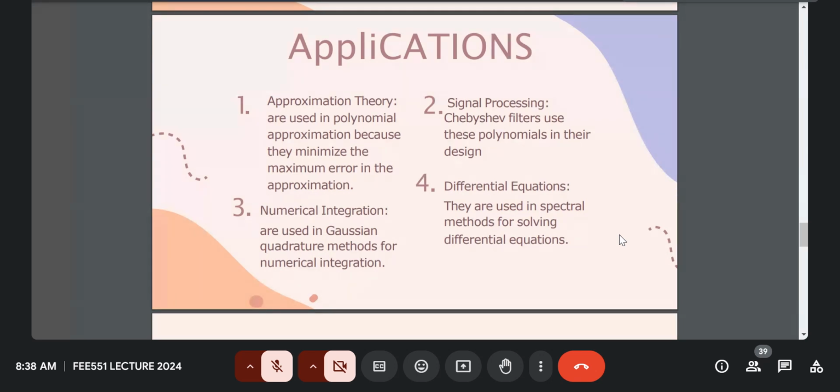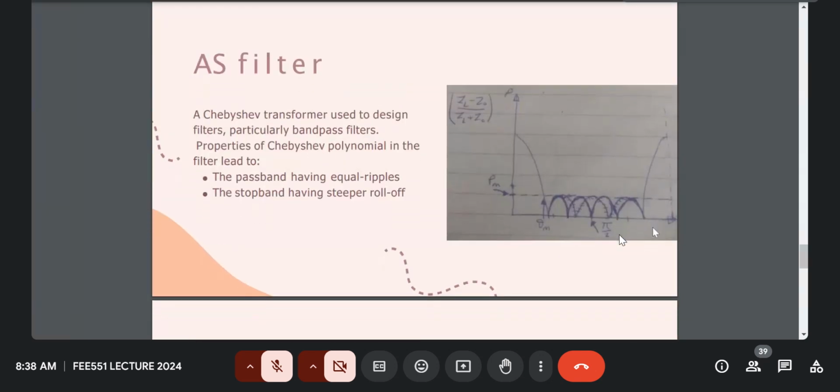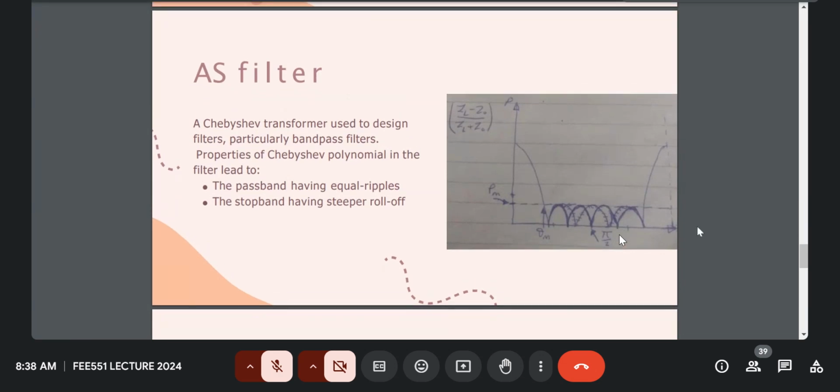The next slide. And as a filter, the Chebyshev transformer is used to design filters, particularly bandpass filters, and the properties of the Chebyshev polynomial in the filter lead to the passband having equal ripples and the stop band having a steep roll-off. This is well illustrated in this image below. In this image, you can see for the passband, the ripples are equal in magnitude. Then for any area away from it, there's a steep roll-off. The next slide.